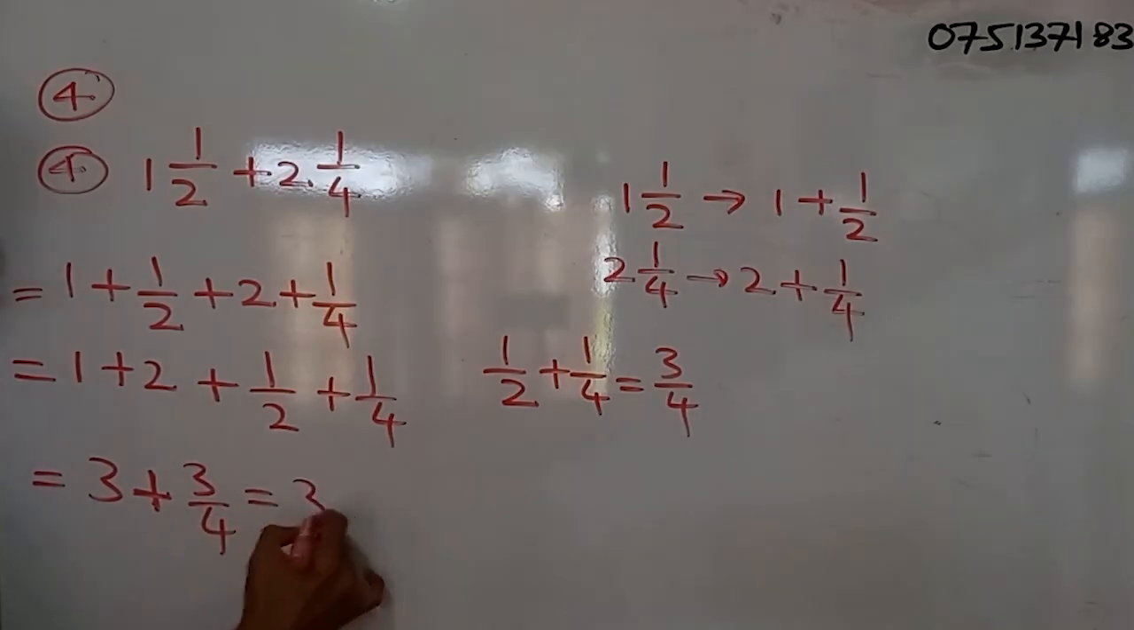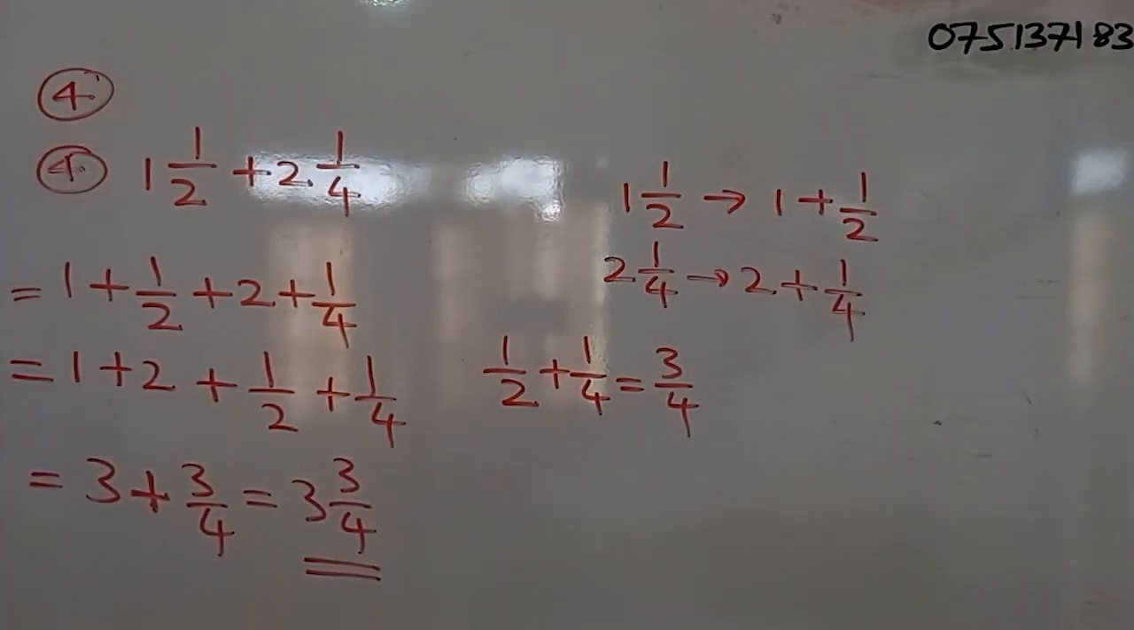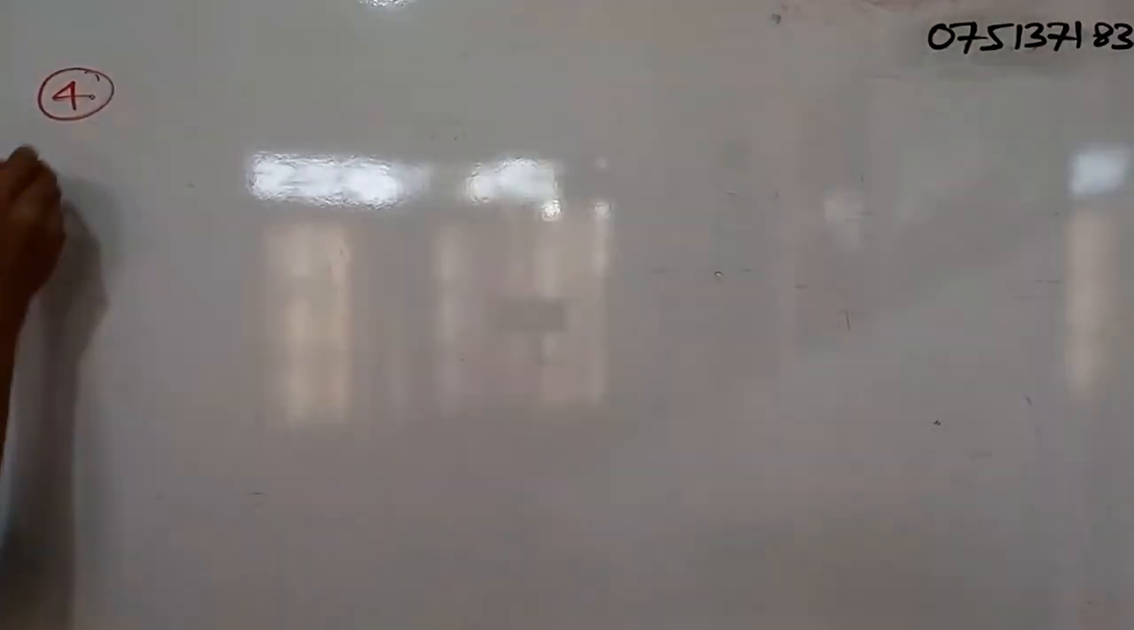So 3 plus 3 by 4. Here the answer will be 3 and 3 by 4. The answer is 3 and 3 by 4. So part 5.